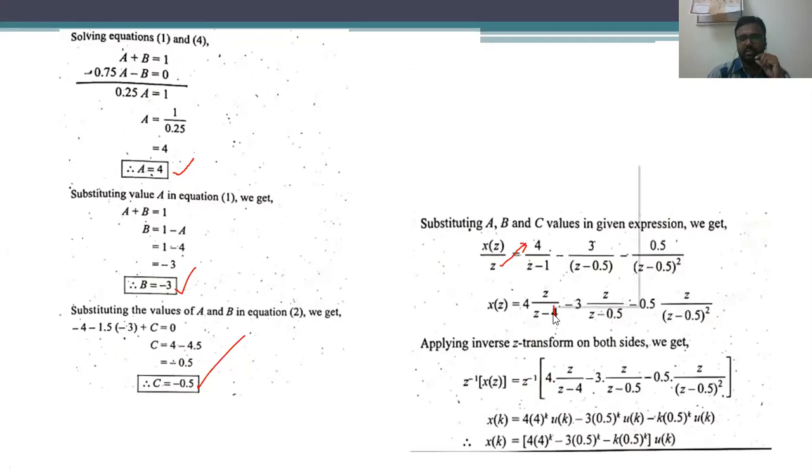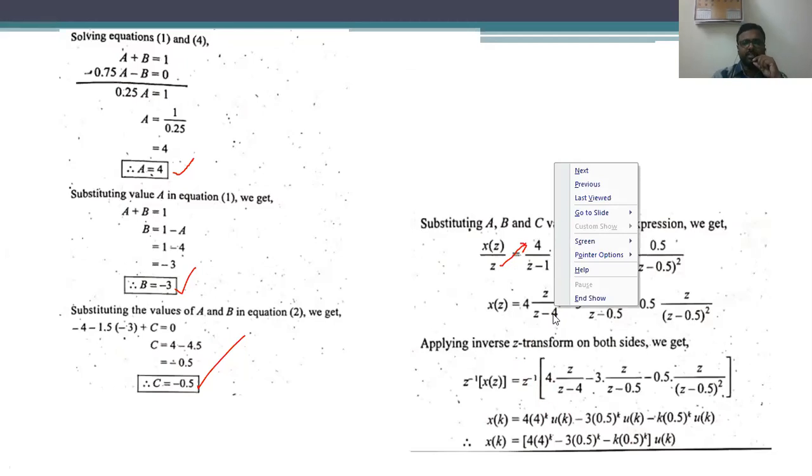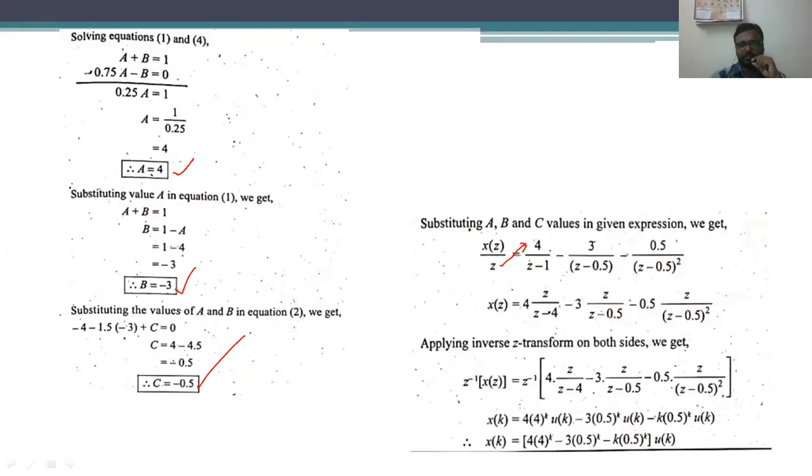So what is the inverse Z transform for z divided by z minus 1? It is nothing but the step function. It is not z minus 4, it is z minus 1. So 4 into U of k, minus 3 into 0.5 whole power k, minus 0.5 into k into U of k. Z divided by z minus 0.5 whole square is nothing but k into U of k.